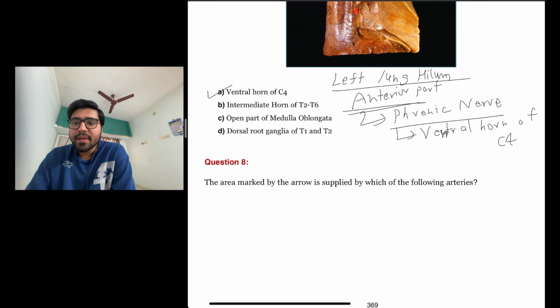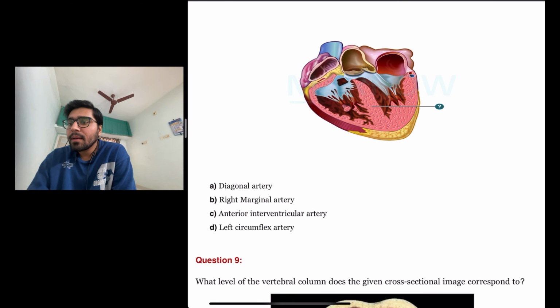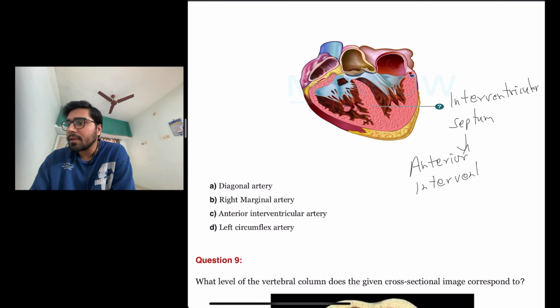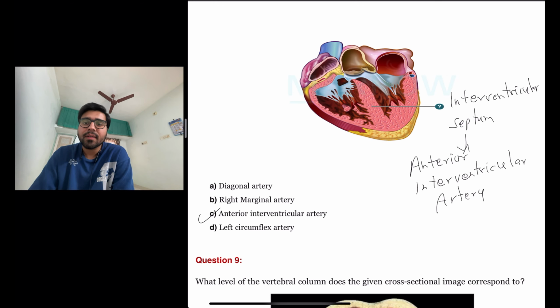The next question is the area marked by the arrow is supplied by which of the following arteries? The area marked in the arrow is interventricular septum. It is supplied by anterior interventricular artery. So the answer here is C.